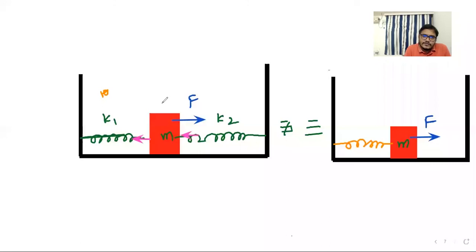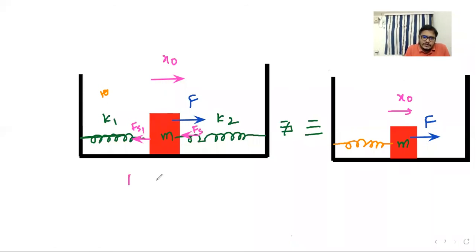So if the block gets displaced by x naught here, here also it is displaced by x naught. So in this, elongation is x naught, and in this, compression is x naught. When this block gets displaced by x naught towards the right, one spring gets elongated by x naught, and the other spring gets compressed by x naught. The elongated spring will pull it. The compressed spring will push it, left side. Now both forces are left side only. This is spring force 1, this is spring force 2, and this block is in equilibrium.